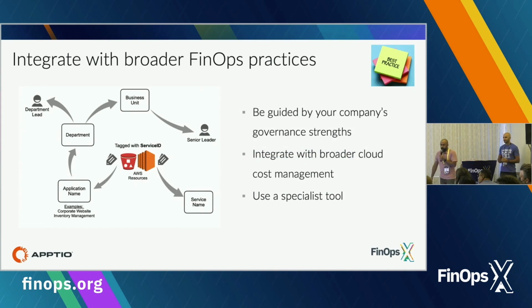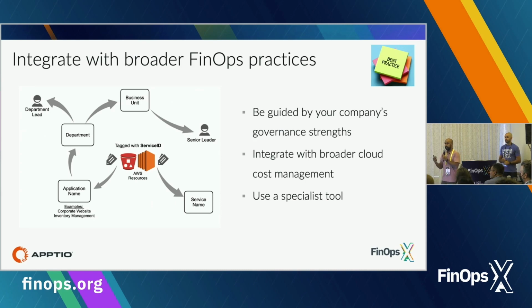All right. So the third advice is to integrate with the broader FinOps practices. When allocating cost, be guided by your company's governance strength. Think through whether you can integrate your Kubernetes solution with your overall cloud spend. Let's say you have a CMDB solution to map your cost, why can't Kubernetes do that? So start thinking about how you could leverage your Kubernetes cost with your overall spend wherever it's possible. Integrate with a broader cloud cost management.